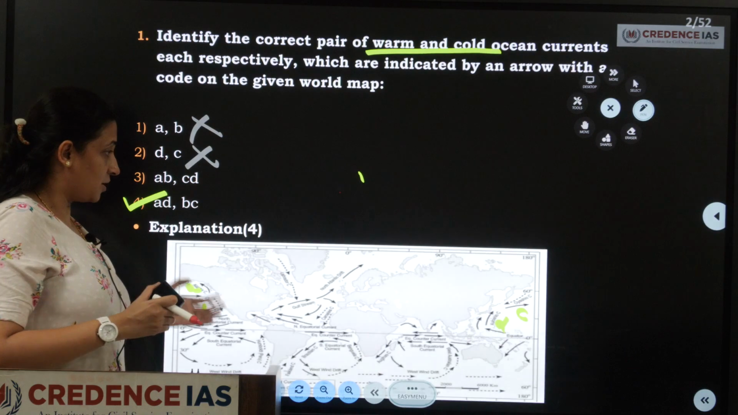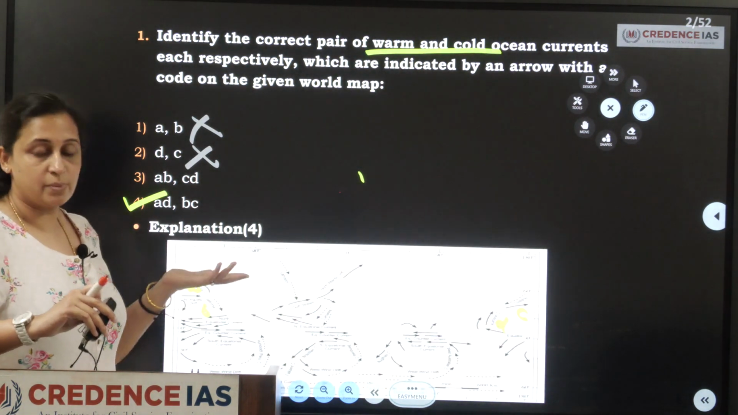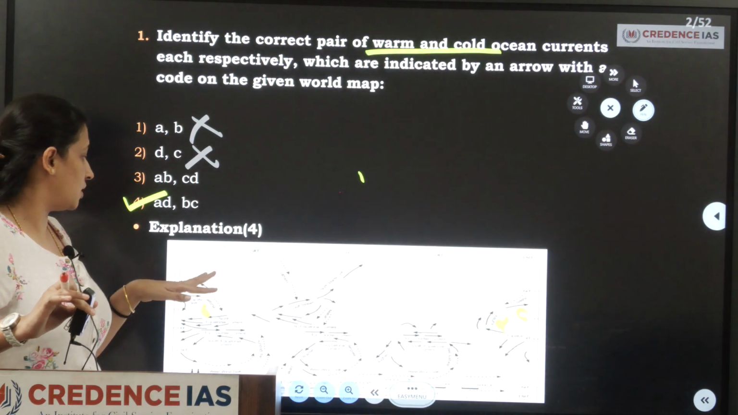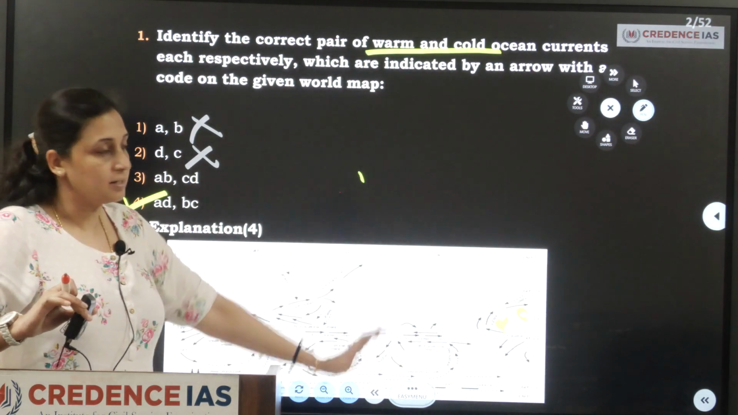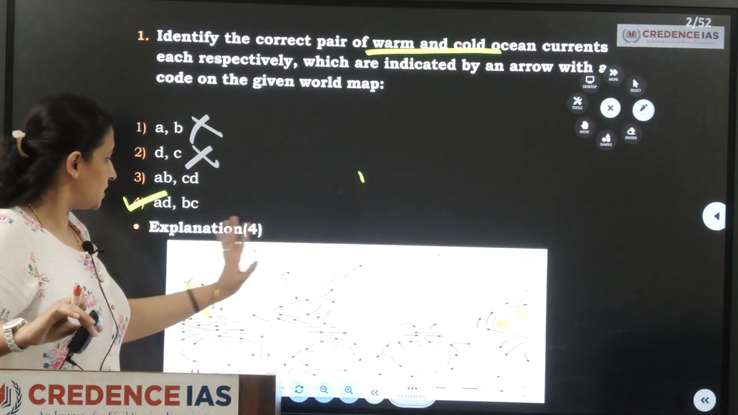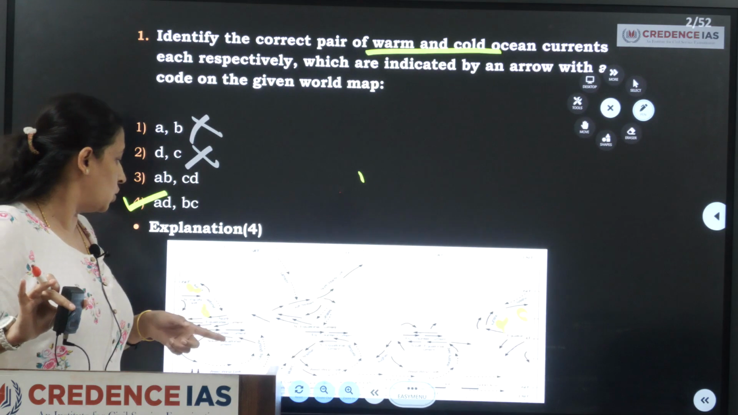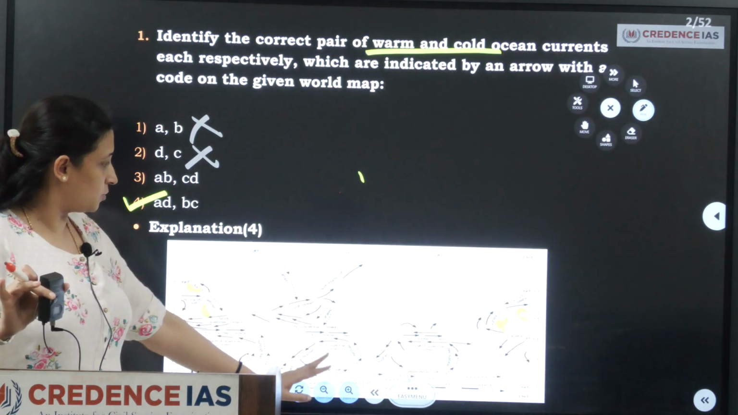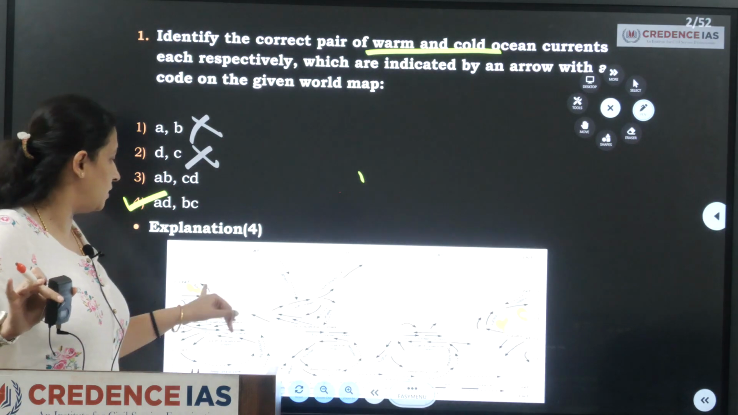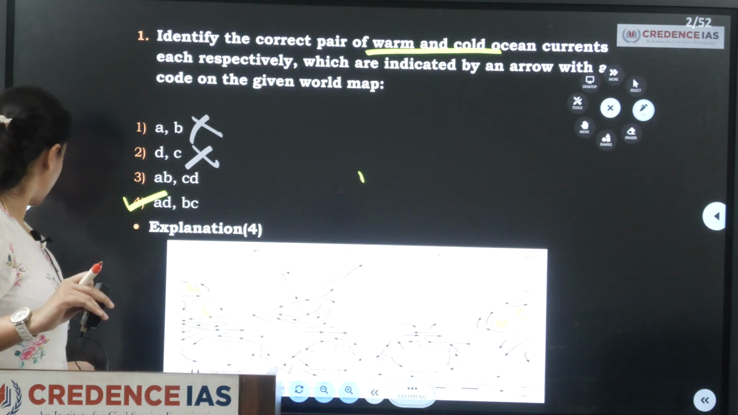Here they have given the names, so we are easily identifying that, but in the question paper the names were not given, only A, B, C and D were specified. So just by seeing the map, you should identify that the dotted arrow marks represent the cold currents, whereas the plain arrow marks represent the warm currents. Next question.